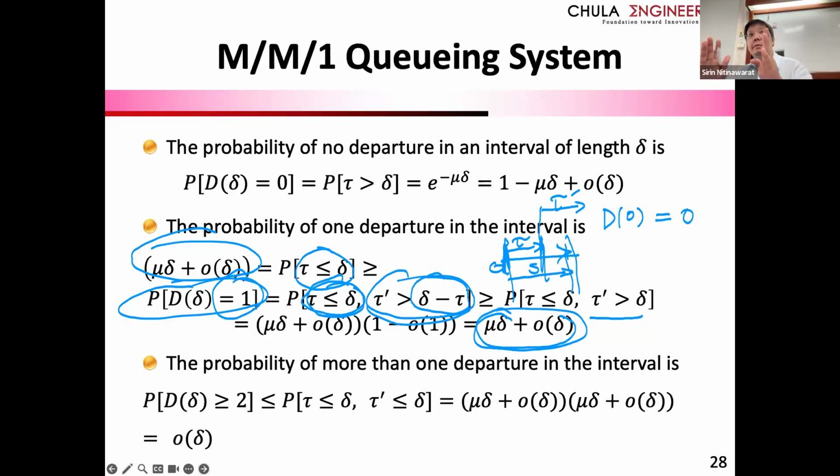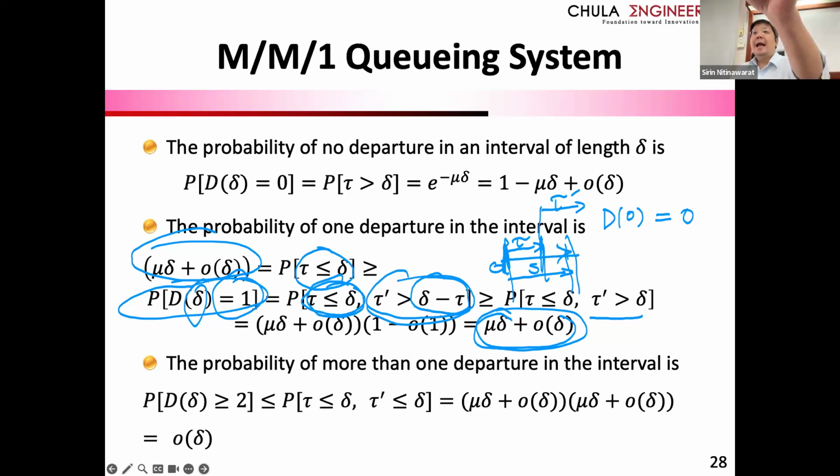The delta is a period under consideration. The service times are random, right? We cannot say for sure it's a fixed quantity, but we consider a fixed quantity of size delta. And we want to characterize the probability in terms of delta. Tau is random, tau prime is random, but we know their distributions, right? Their distributions are exponential with parameter mu, right? Delta is a fixed number under consideration, okay?